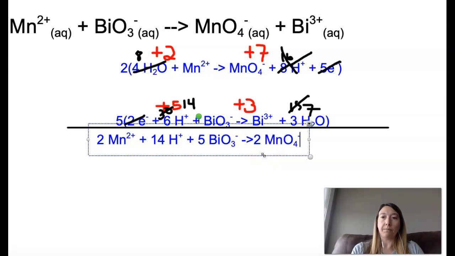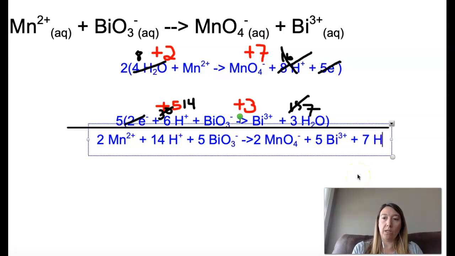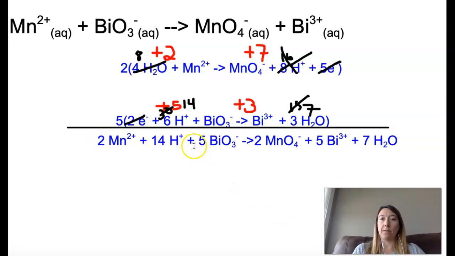Okay, product-wise, we have 2 MnO4-. All the other stuff in that first equation canceled. We have the Bi3+, and we do have 5 of those. So plus 5 Bi3+. And then we said we had 7 waters. Okay, so let's make sure it works.